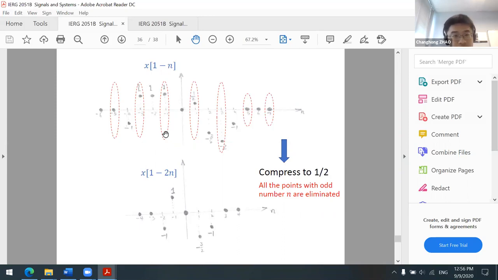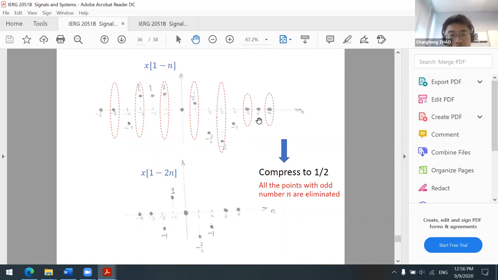In that case, as a student asked, this information will just be lost, will just be removed. Similarly, for all the time n being odd numbers, which means n equals minus 1, minus 3, minus 5, n equals positive 1, positive 3, positive 5, positive 7.